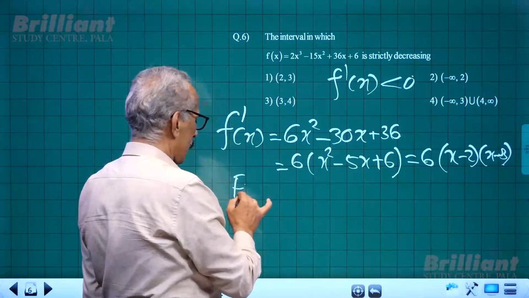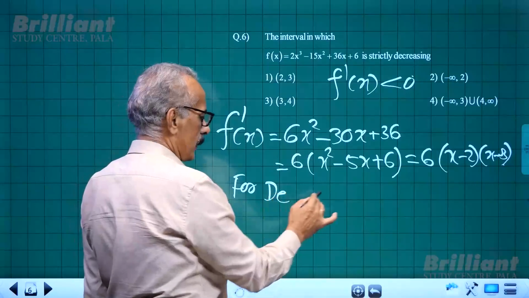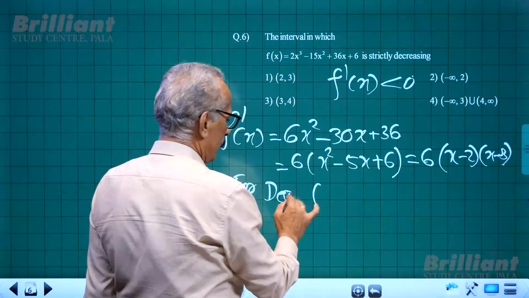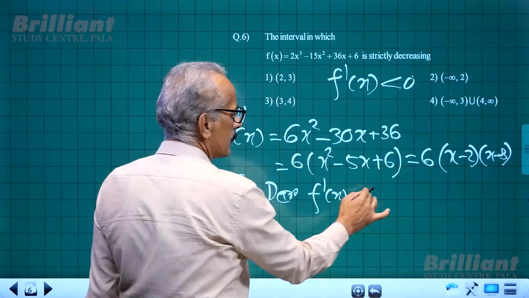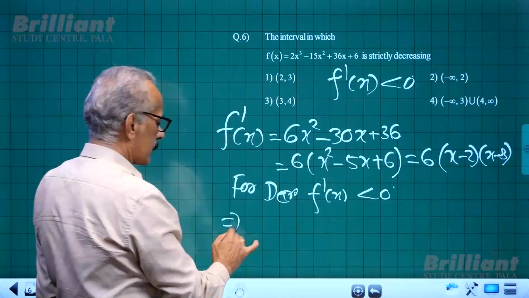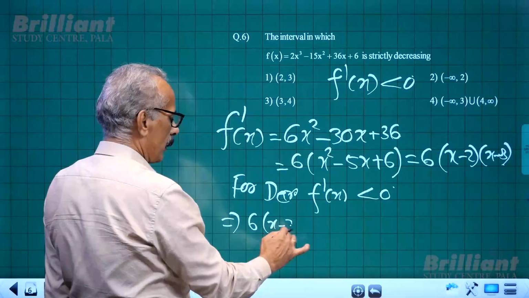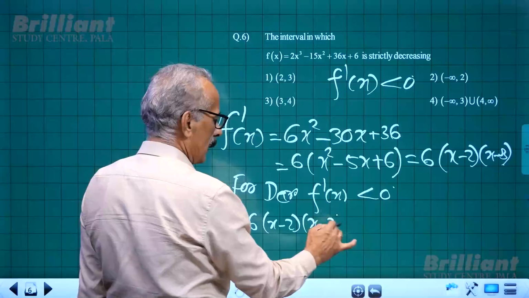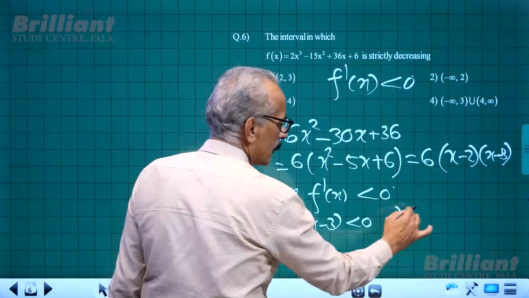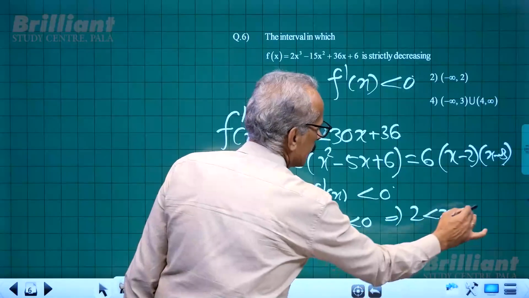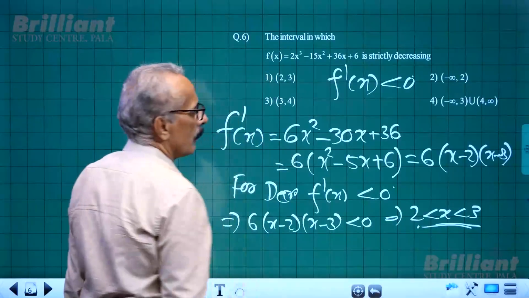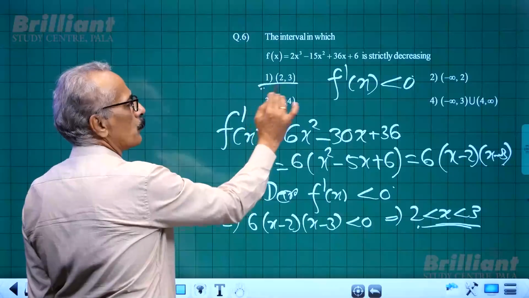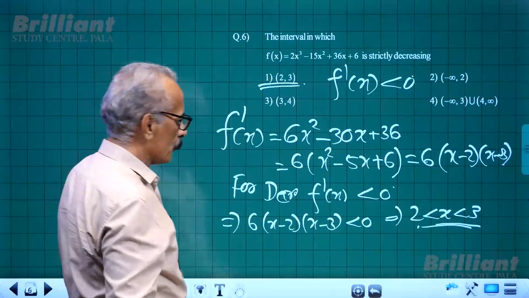Now, for decreasing, f dash x is less than 0. That means 6 into x minus 2 into x minus 3 less than 0. What's the answer? 2 less than x less than 3. Decreasing: 2 less than x less than 3 means the open interval 2 to 3.